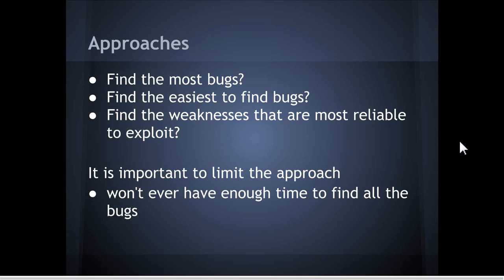So there are some approaches. Maybe you're interested in finding the most bugs or finding the easiest bugs to find. I suggest, however, the most important approach is finding weaknesses that are the most reliable to exploit. And those are commonly also some of the easiest to find bugs. It's very important to limit your approach, your goals, basically, when doing source code auditing, because you're not going to have enough time to find all the bugs. Never.